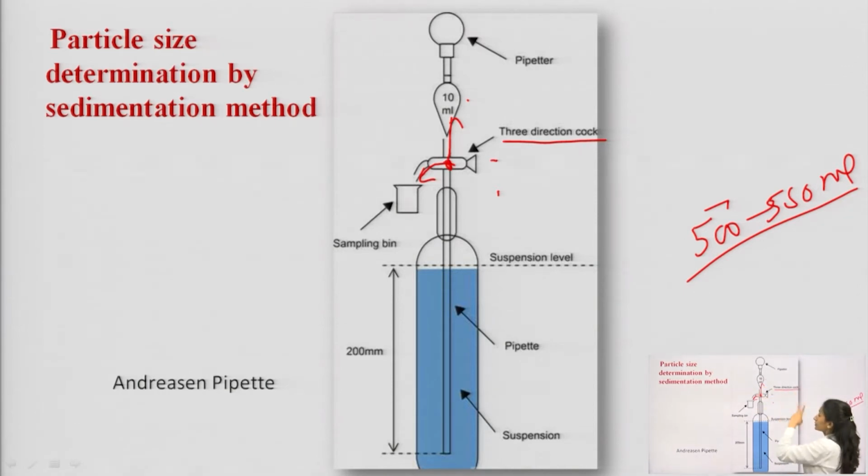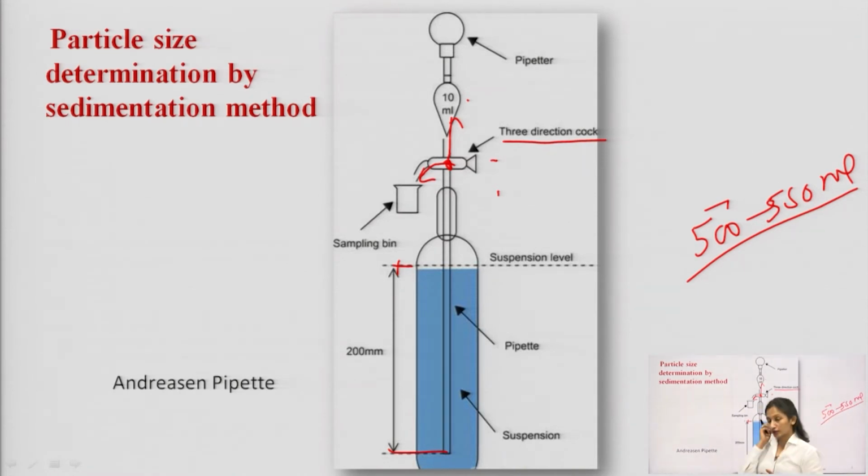So, this is the 3-way cock, this is the sampling bin, this is the pipette, this is the suspension level, pipette and suspension. You have to fill the suspension in this container, and this is the height of that system. In this almost 500 ml of suspension or sample you can fill. So, this is the arrangement of the different apparatus in this Andreasen pipette.